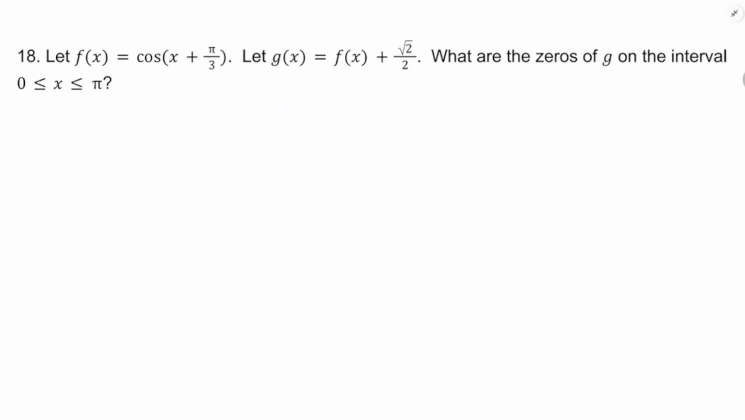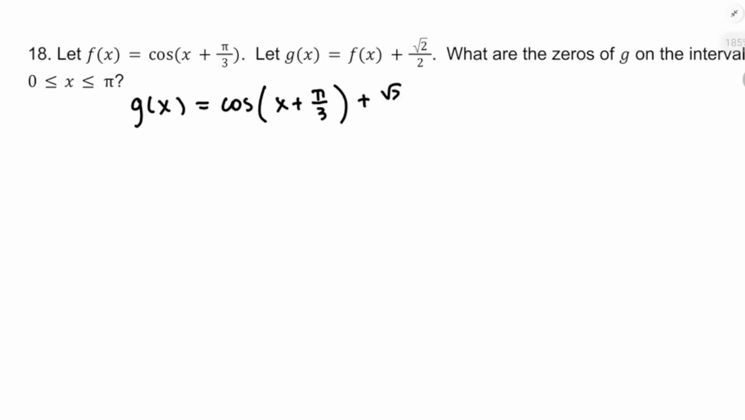All right, the last one we've got here is cosine of x plus pi over 3, and g of x equals f of x plus root 2 over 2. So I'm going to write a formula for g of x, because they're looking for the zeros of g, not the zeros of f. So g of x is f of x plus root 2 over 2. All right, now if I want g of x to equal 0, that's just going to happen when the cosine of x plus pi over 3 is equal to negative root 2 over 2.